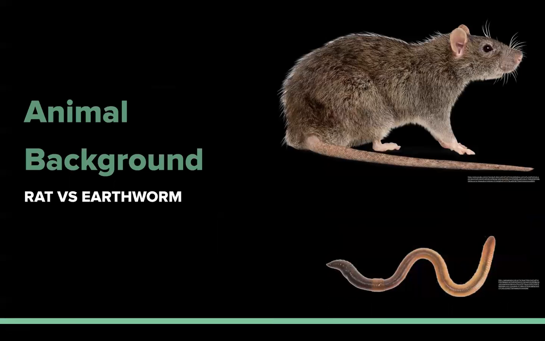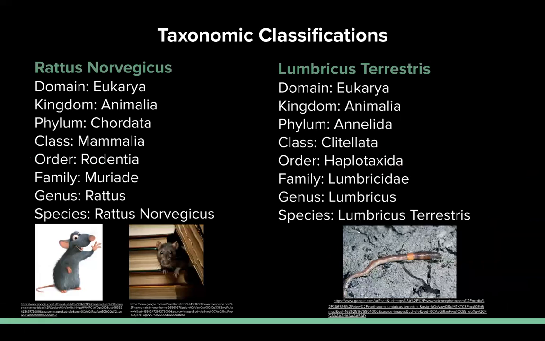Animal background, rat versus the earthworm. So we'll be going over the taxonomic classification. As we can see, there are some similarities from the domain and kingdom. They're both Eukarya, both Animalia. For the rat, the phylum is Chordata, the class is Mammalia, the order is Rodentia, the family is Muridae, the genus is Rattus, and the species is Rattus norvegicus, as mentioned earlier in the name.